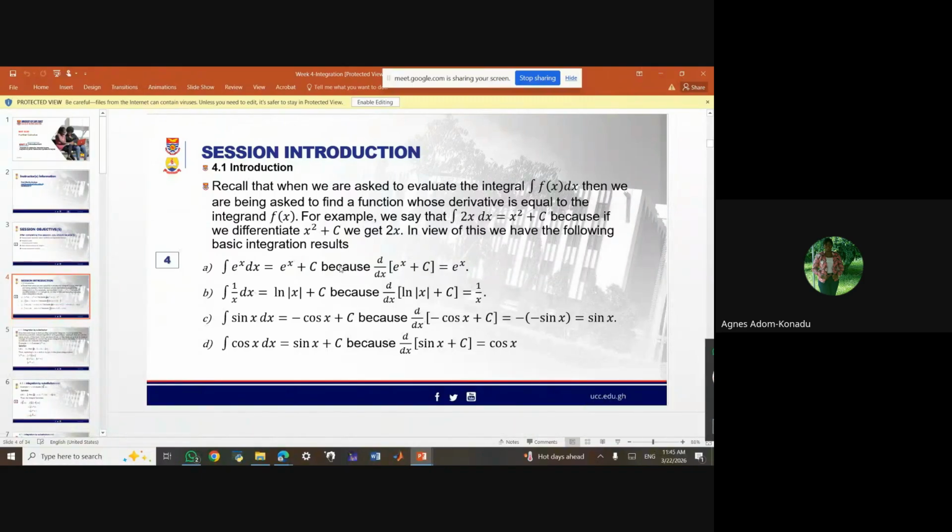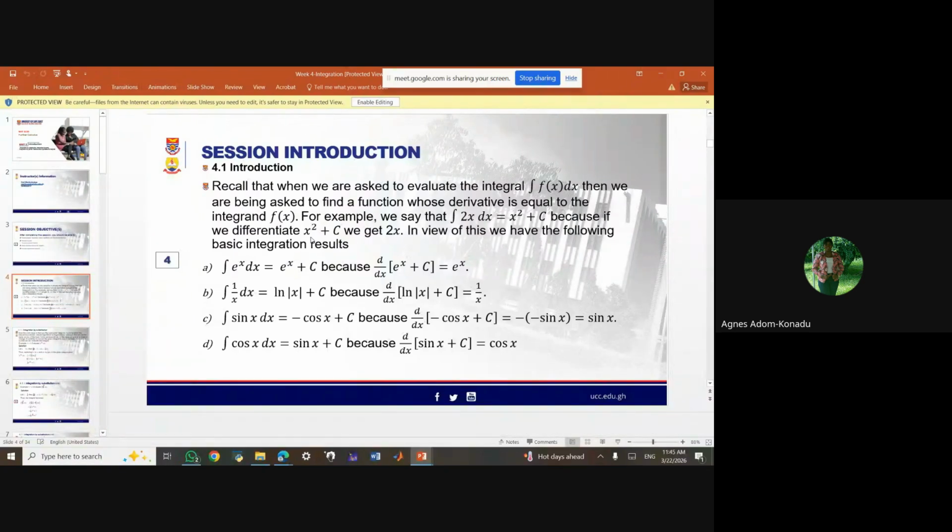So when we talk about integration, we are talking about antiderivative. That is, you differentiated a function because before you got something. So we want to get back to that original function. For example, if I have x squared plus c, when I differentiate, I'm going to get 2x. Now I have 2x, I want to go back to the original function, which is x squared plus c. And that's what we call integration.